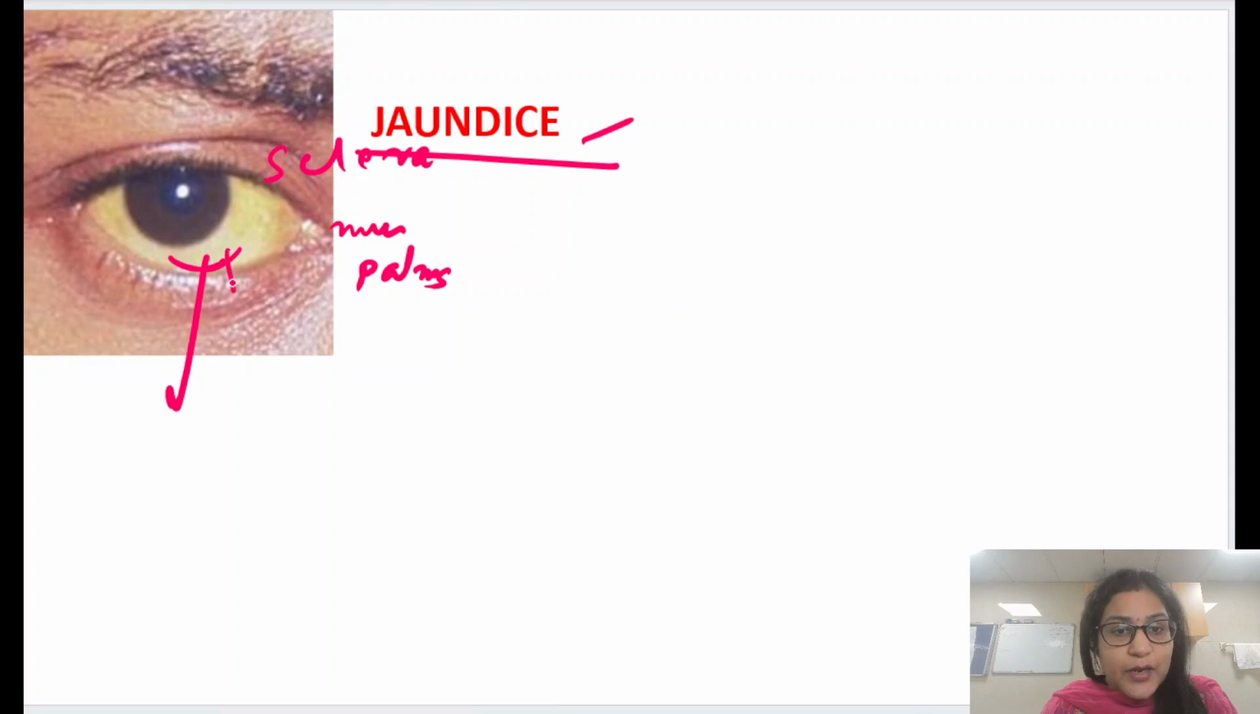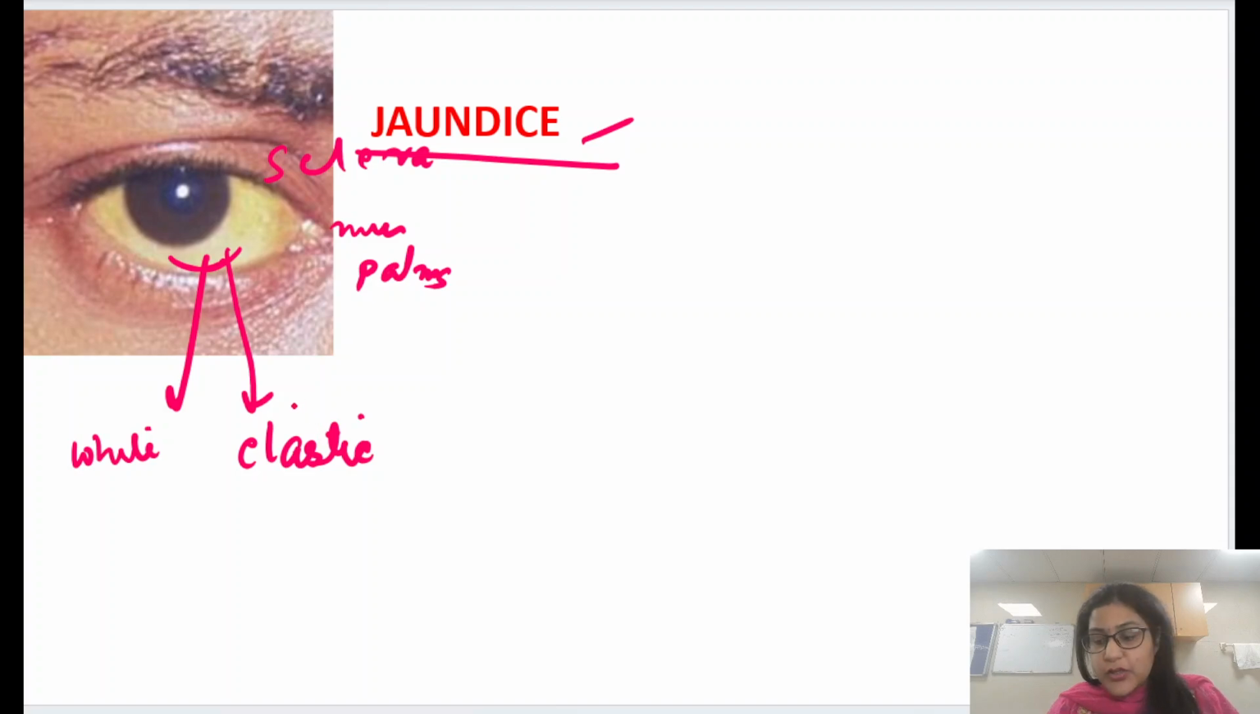Because two things that can be asked to you: it provides a white background through which you can see the yellowish discoloration, and another important thing is that it has a lot of elastic tissue that helps bind the bilirubin. So that is why you have this prominent yellowish discoloration on the sclera.